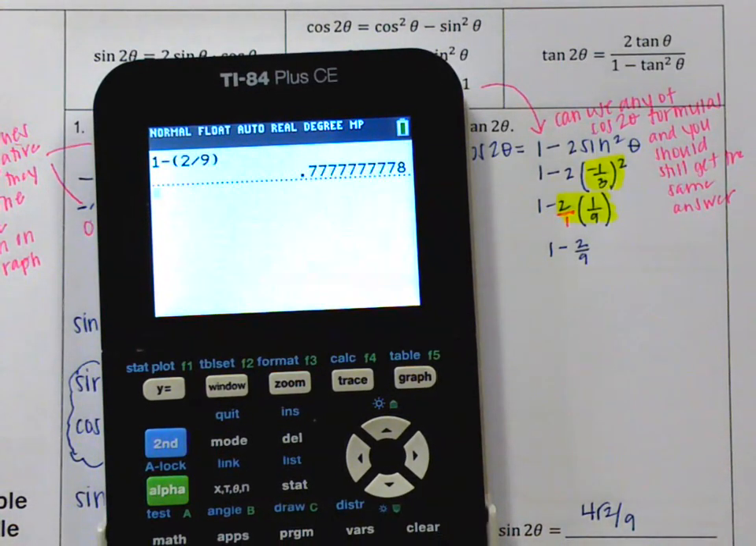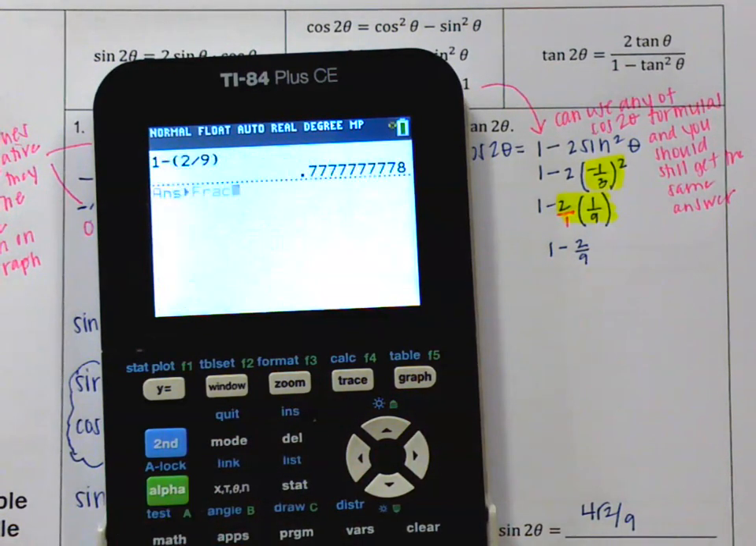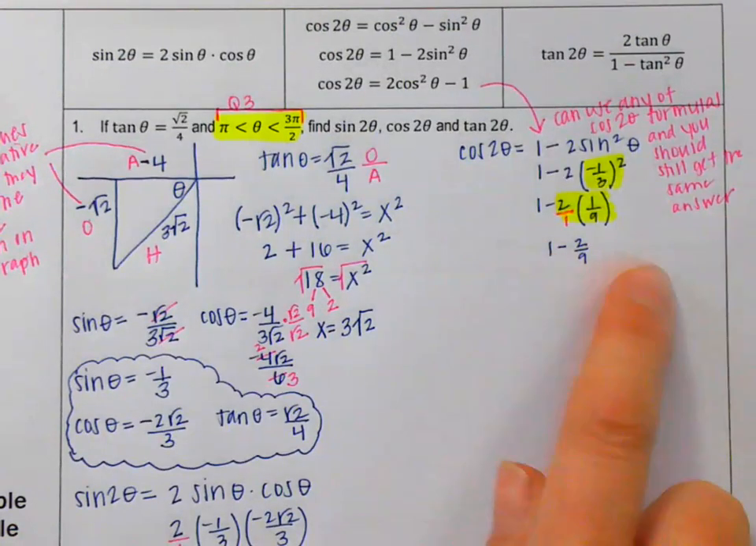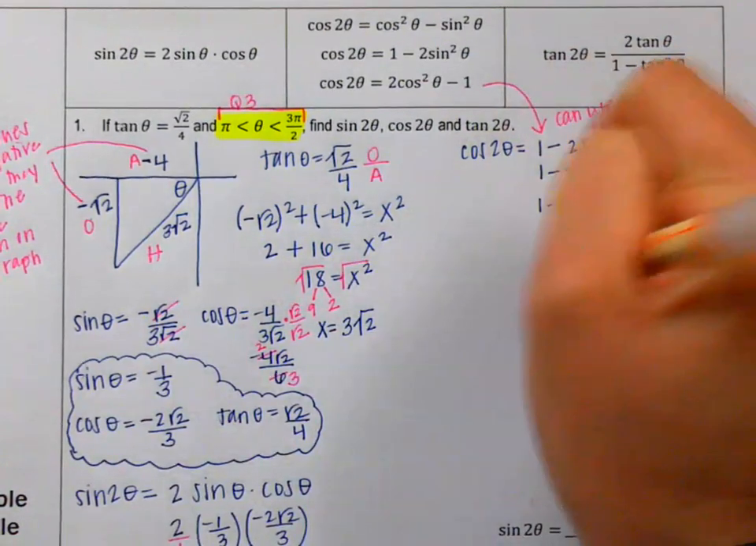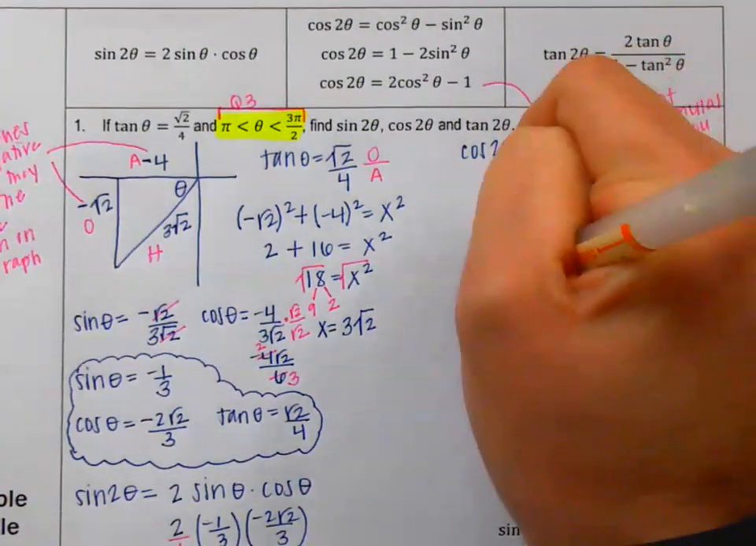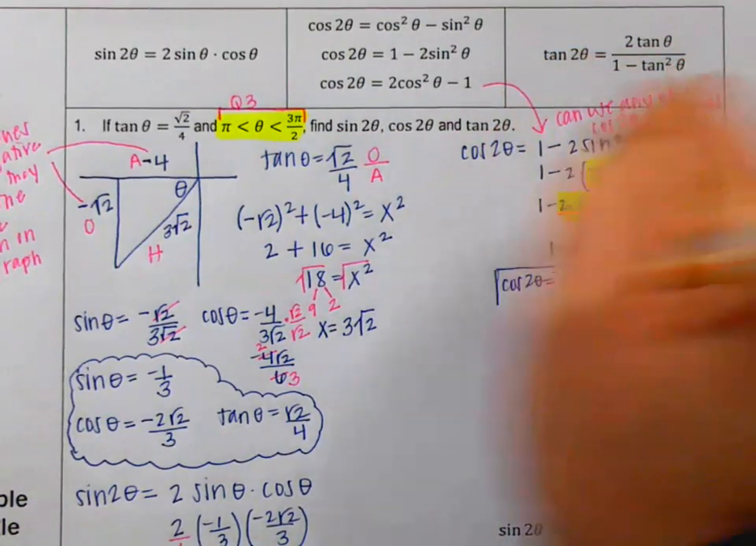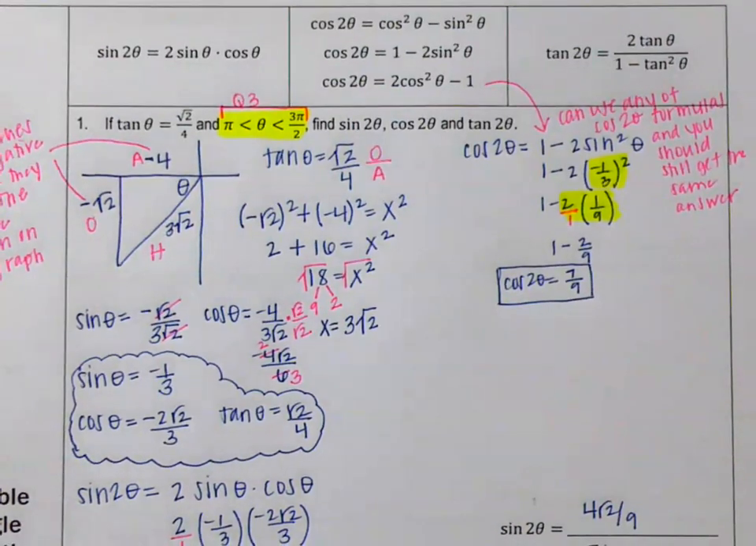I can get a common denominator. The common denominator there would be, or well, let's math frac that. So it would be 7/9. The common denominator would be 9/9. 9 minus 2 is 7. You get 7/9 either way. So that means that cosine of 2 theta is equal to 7/9. And that's my final answer.